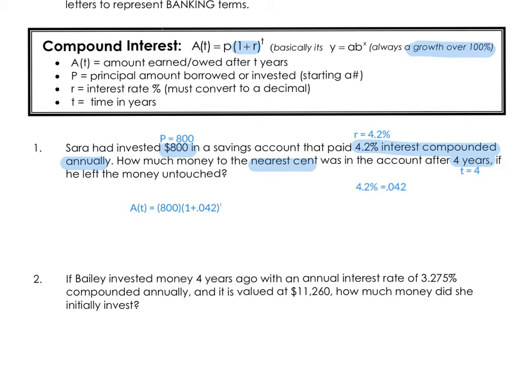So I usually start off by writing a formula. Now, if you wanted to skip that part, since they only asked us to find A of 4, you could replace those t's with 4s from the start, but I usually like to put a formula first that can be used for any t value and then plug in the one that they were specifically asking me to find. You could also simplify the 1 plus 42 thousandths, or 0.042, to 1.042, but you don't have to.